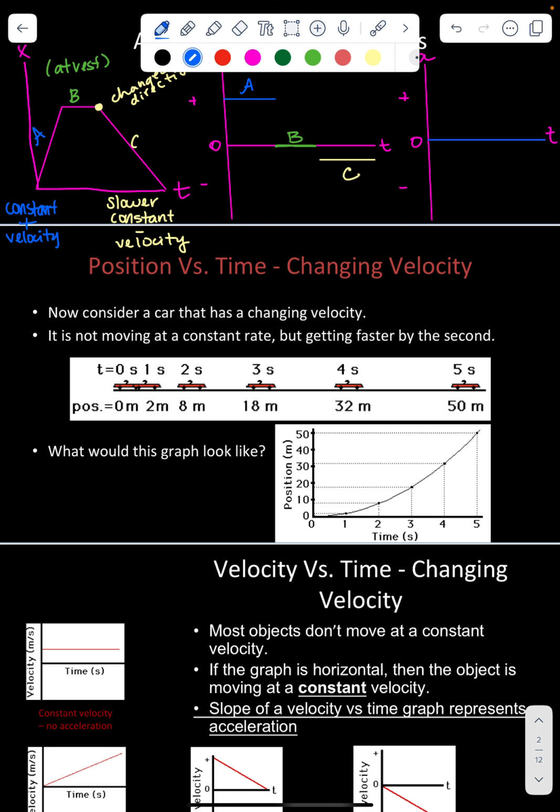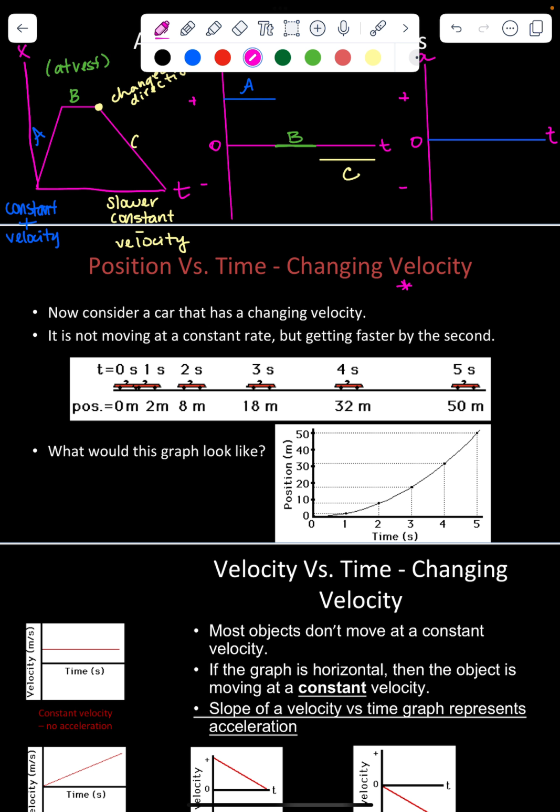All right, with our lab from last week, the Ramp It Up lab, we saw that things don't always travel at a constant velocity. In our lab, we saw that as the car went down the ramp, it sped up. So speeding up is a type of acceleration. And this is just your reminder.